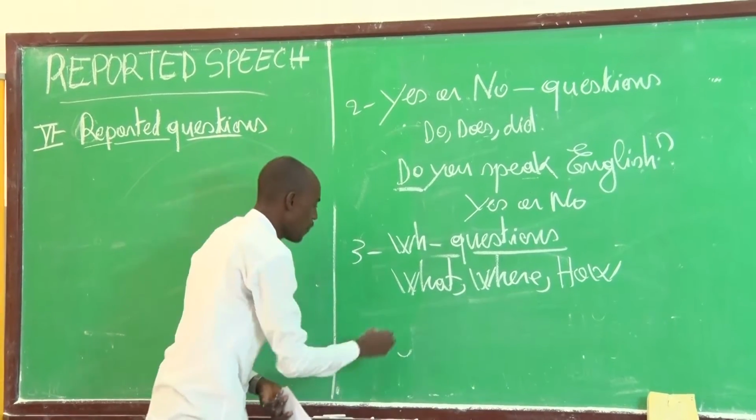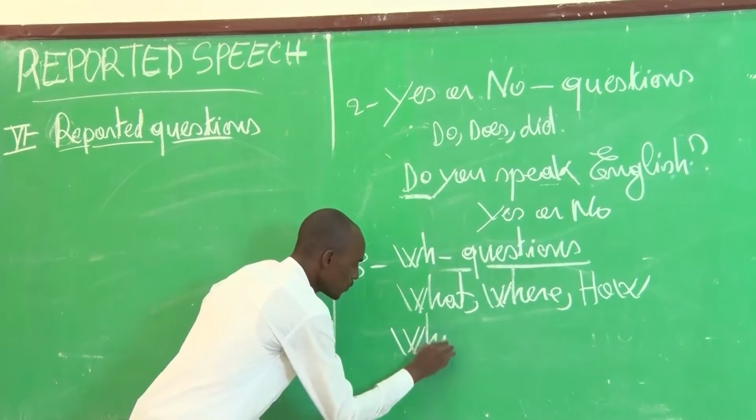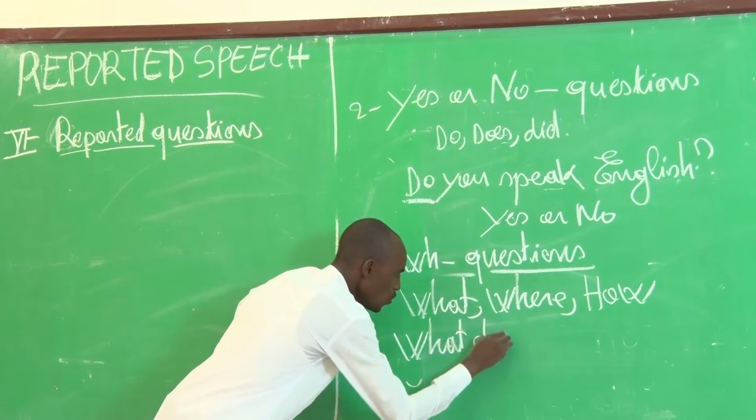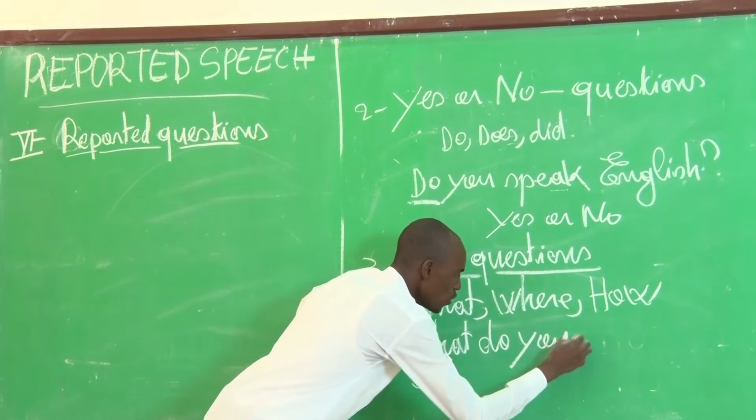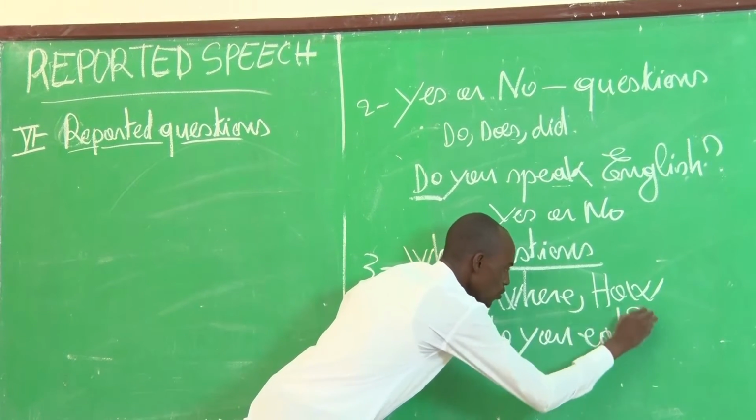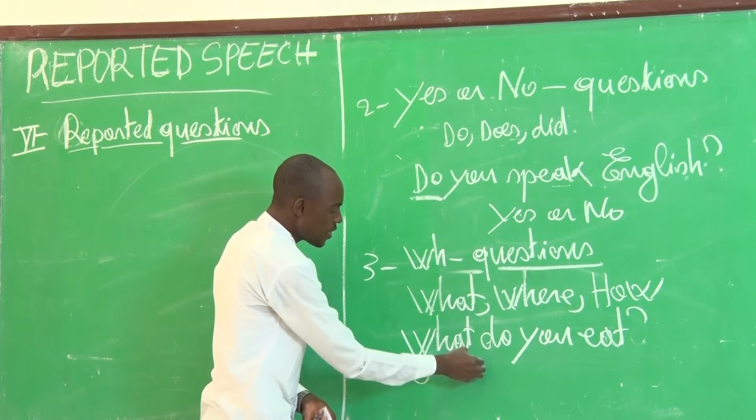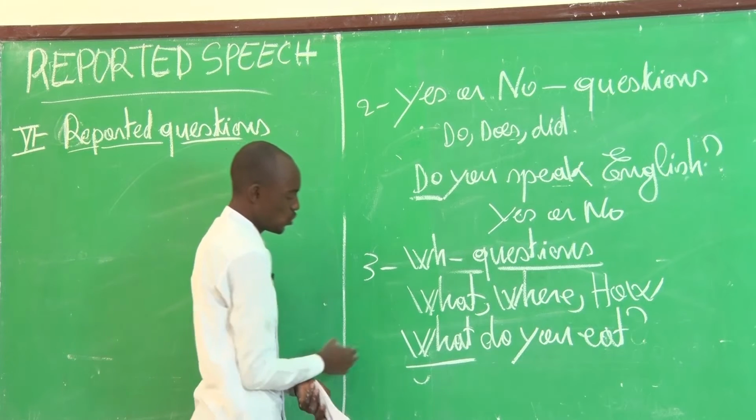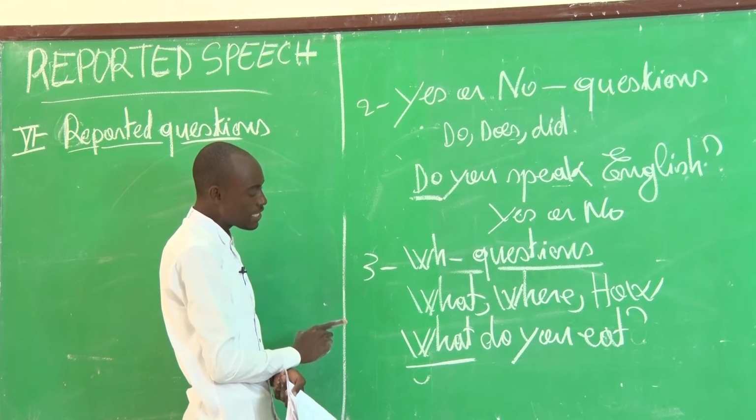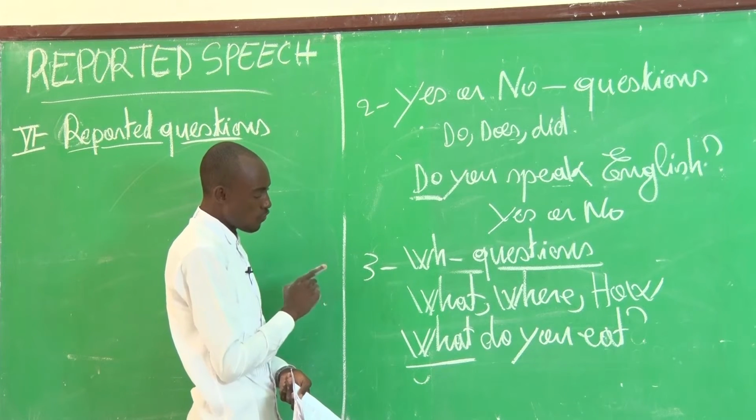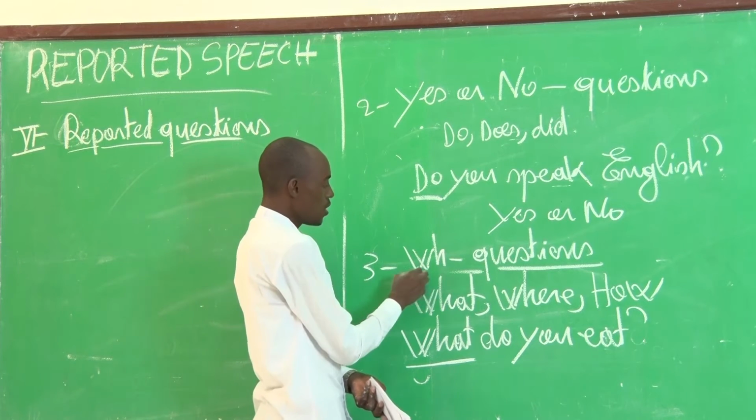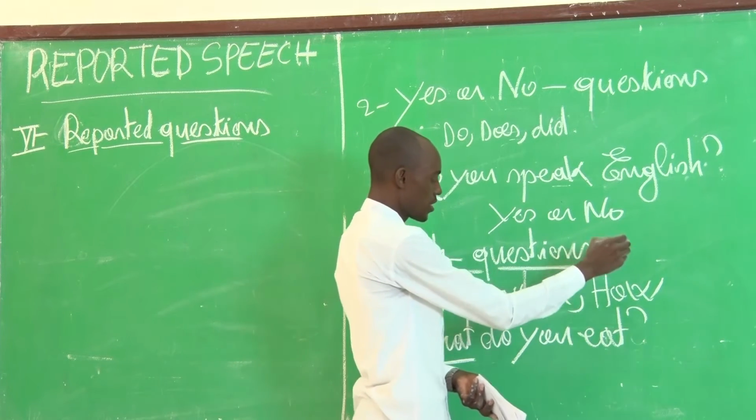Let's take one example. For example, we have "What do you eat?" Now, this question starts with an interrogative word. That is why this kind of question is called a WH question.